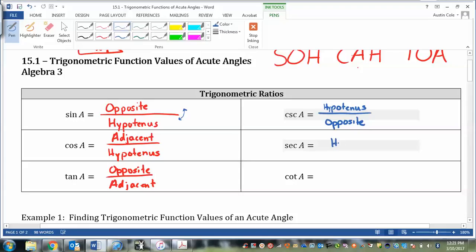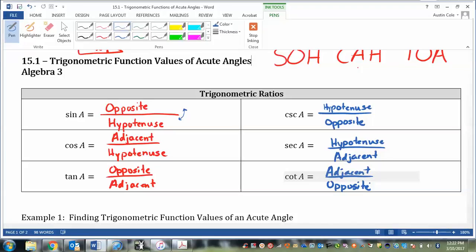Secant is the hypotenuse over the adjacent. I always forget my E on hypotenuse. And then cotangent is the adjacent over the opposite. Questions there? Okay.